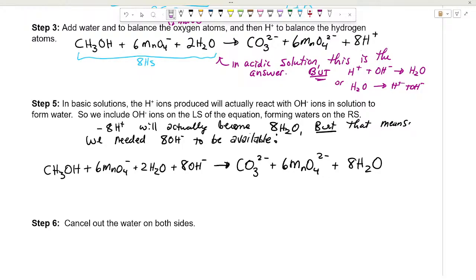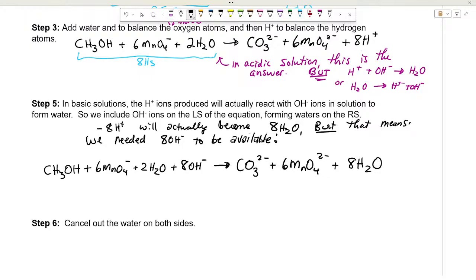If you are in what kind of solution? Basic solution. Now, I know there's always some OH minus in water, but if you were just in neutral water, there'd be practically no OH minus around, so this wouldn't happen to any meaningful extent. But in basic solution, there's lots of OH minus around, which means H pluses are not going to stick around.